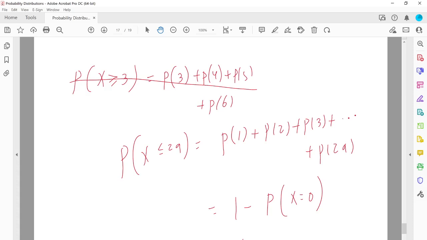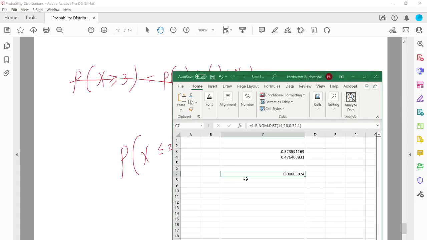Remember, this is not the probability of failure, it's 0 success. But this is a binomial distribution. Okay, probability for the binomial distribution. So we can find this by using the binomial distribution. So I can go here and I can use the binomial distribution.